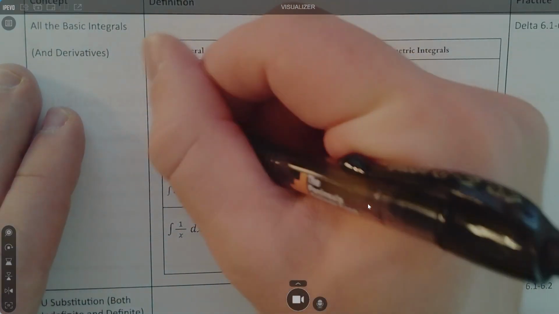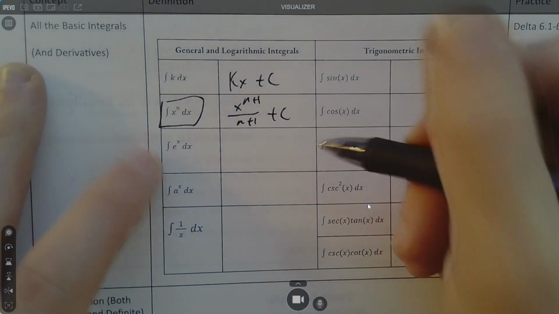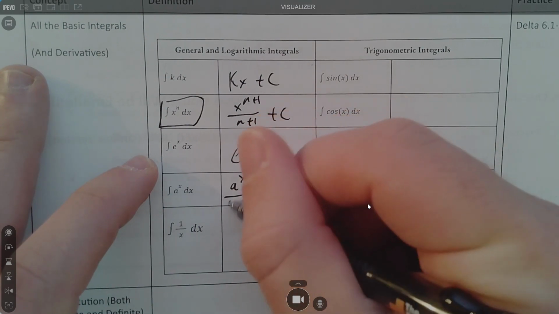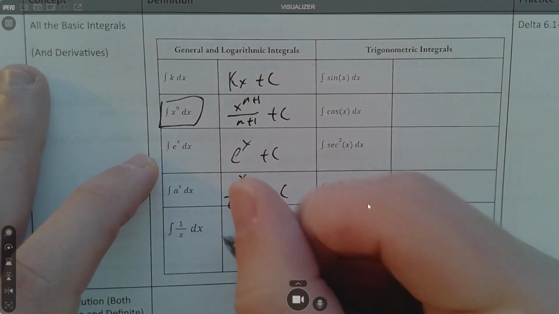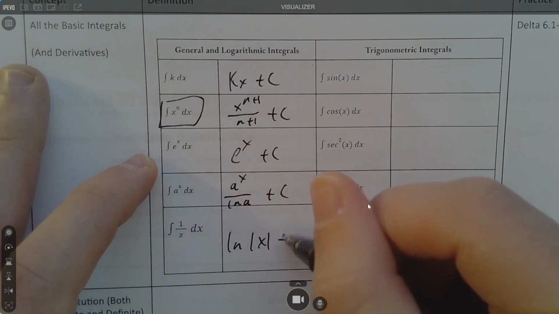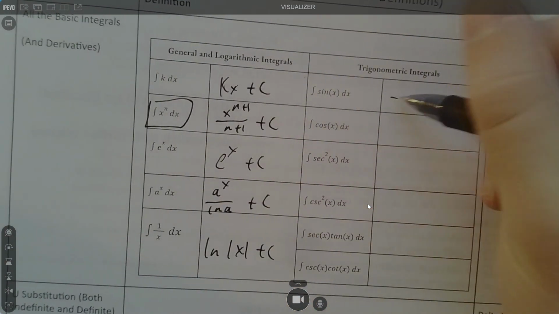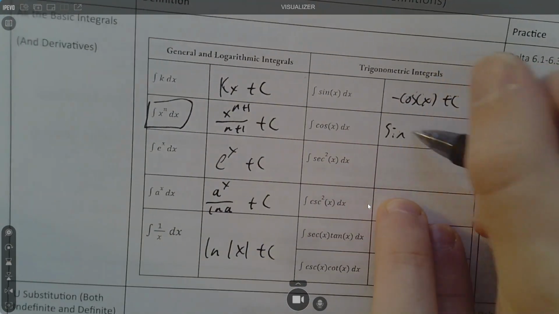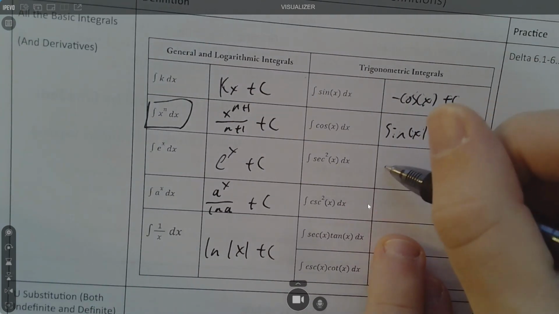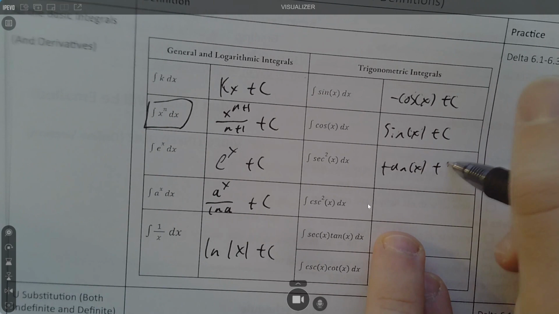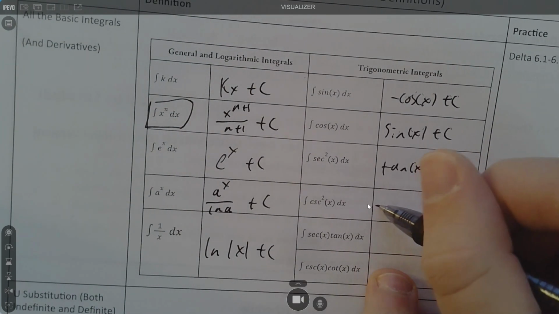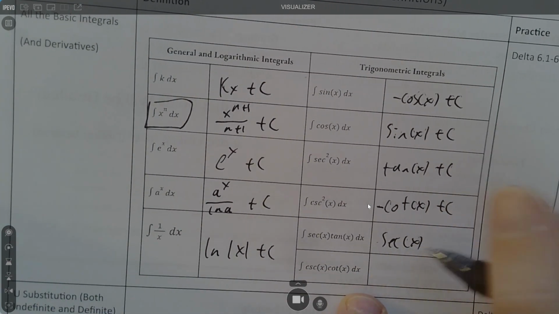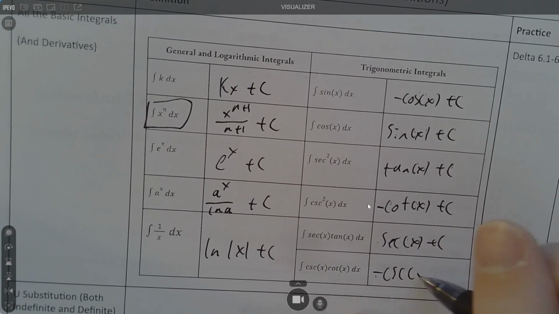Probably the most important one here. This is the biggest one. You see this one the most. This is just e to the x plus c. This is a to the x over ln a plus c. This is ln absolute value x plus c. This is negative cosine x plus c. This is sine x plus c, tan x plus c, negative cotangent x plus c, secant x plus c, and negative cosecant x plus c.